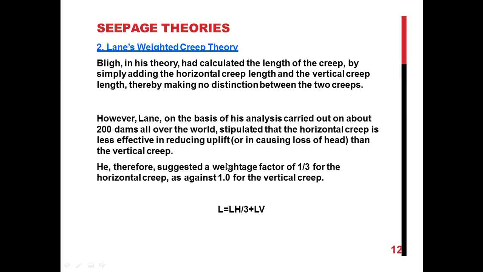This means that the horizontal creep is 3 times less effective than the vertical creep, or you can say that the vertical creep is more effective than the horizontal creep. L is equal to LH divided by 3 plus LV. He gives this equation for the creep length, in which he divides the horizontal creep by 3, which means that the horizontal creep is 3 times less effective than the vertical creep.